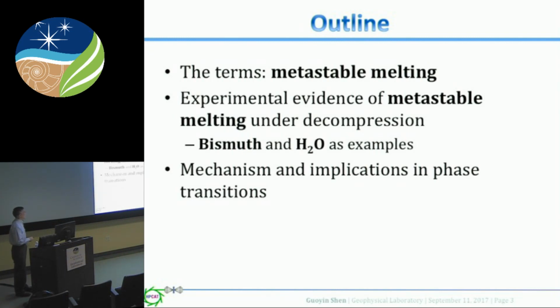And then I will also try to discuss my understanding of the origin of this metastable melting, and its implications, mainly in phase transitions, and then we can always discuss beyond that. This is really up to discussion. I haven't put much thought into how this can influence our understanding of the Earth systems and others, but we can always discuss, because phase transition is so common and should definitely influence our understanding of many systems.